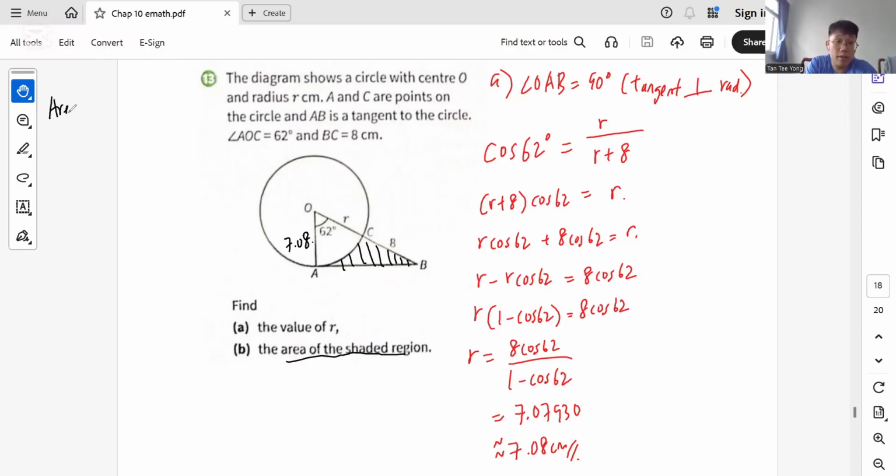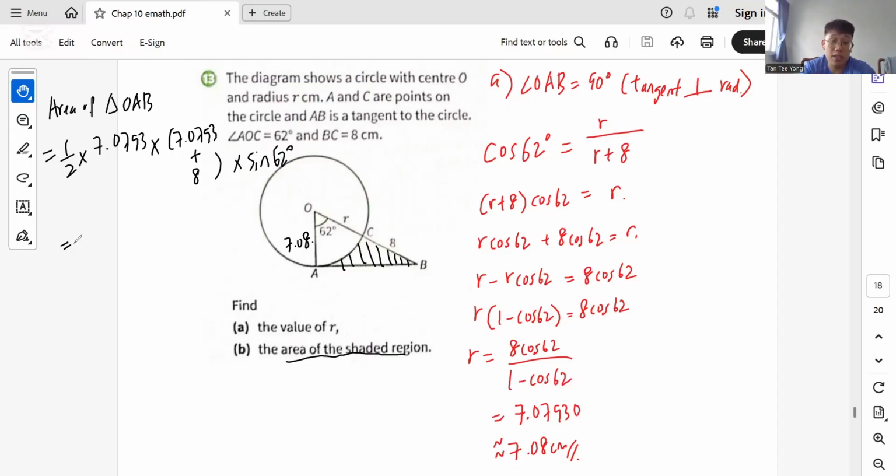Okay, so area of triangle OAB lah. I'm going to use half AB sine C. So half times 7.0793 times B, which is 7.0793 plus 8. Okay, then times sine 62 degrees. So that will give me half times 7.0793 times 7.0793 plus 8 times sine 62. So that will give me 47.1277.